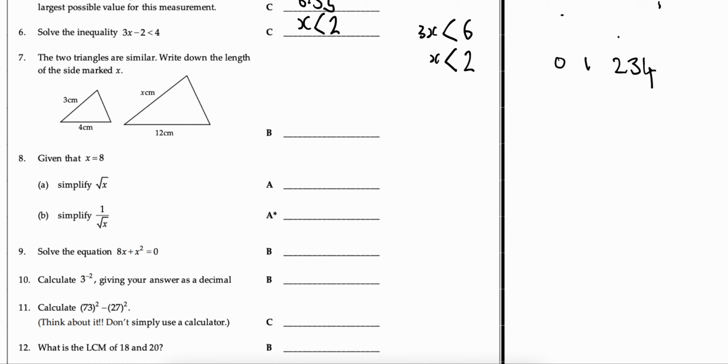You would find the number 2. You would draw a hollow circle because it's not equal, and you would point an arrow downwards because it's less than. If it was an equals, then you would fill in the circle.